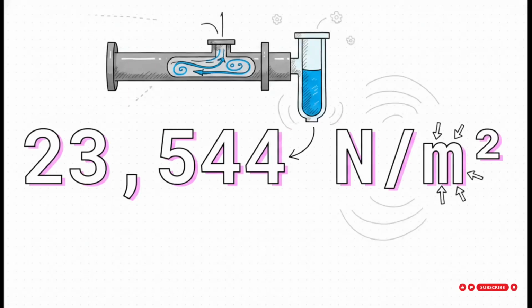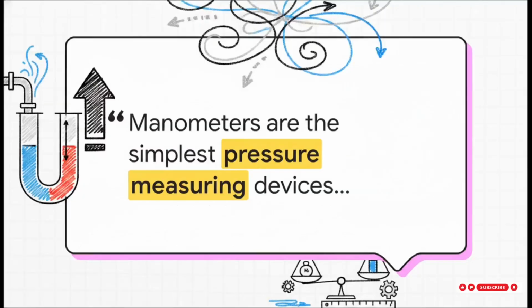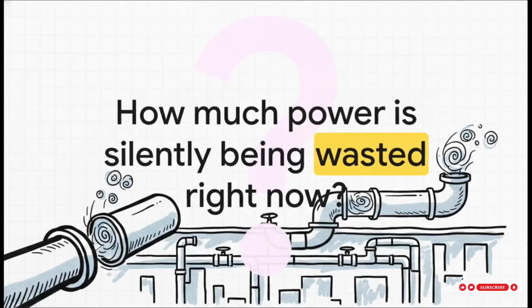Think about that. Just by looking at a liquid level in a simple glass tube, we perfectly calculated the invisible mechanical forces acting deep inside our pipeline. You know, as our source material notes, manometers are the simplest pressure measuring devices. It's pretty cool that sometimes the absolute oldest, simplest tools in engineering remain the most precise and reliable ways to visualize complex physics. Which brings us to the end of our explainer.